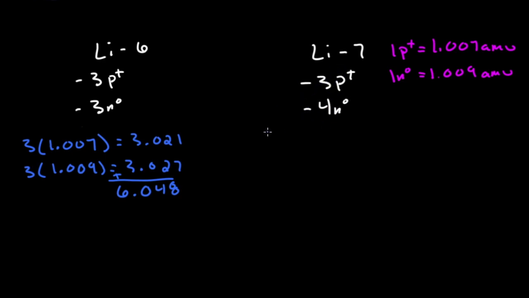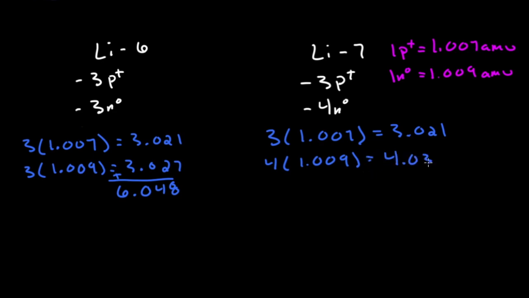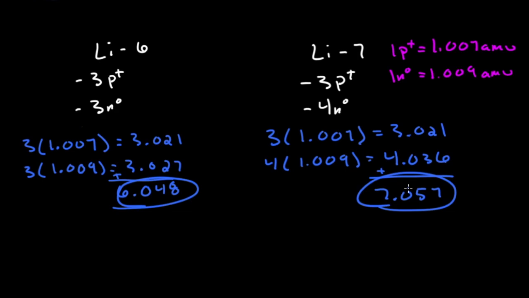Now let's figure out what the mass of Li-7 would be. I still have 3 protons, and one proton is 1.007, so that's going to be 3.021. I have 4 neutrons this time, so that's 4 times 1.009, which is going to be 4.036. We'll add these two numbers up and we get 7.057. And so these numbers right here and right here represent the atomic masses of each of those.